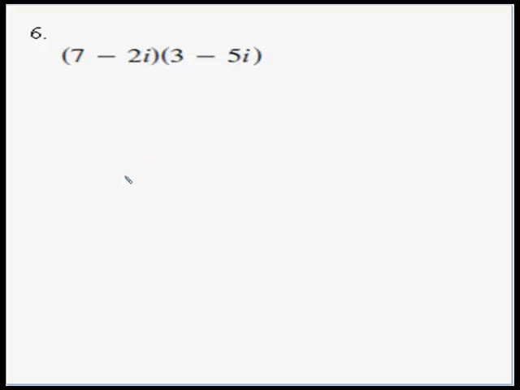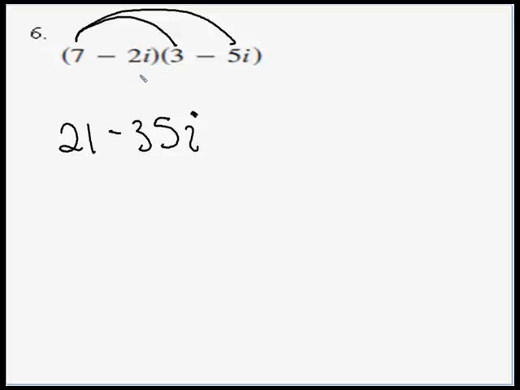Now we're going to multiply. FOIL it out. First times first, 21. Outers, 7 times negative 5i is negative 35i. Inners, 2i times 3, and that's a negative, is minus 6i. And then we have negative times negative is positive. 2 times 5 is 10.